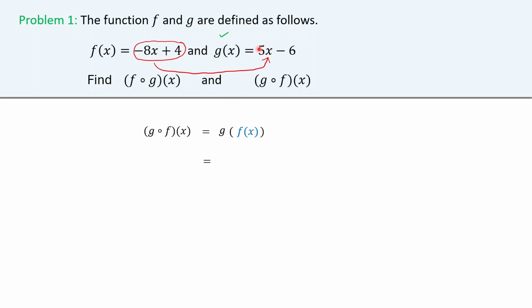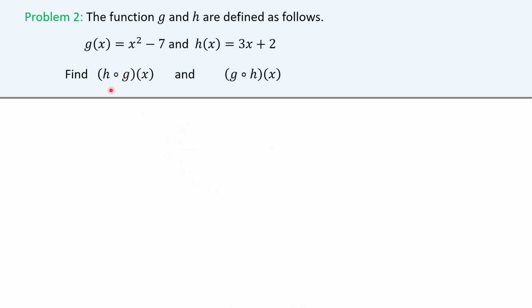You get 5 times x. For x, put this. Put parenthesis minus 6. Now simplify. Remove the parenthesis. 5 times negative 8x is negative 40x. 5 times positive 4 is positive 20 minus 6 is equal to negative 40x. Positive 20 minus 6 is positive 14. This is this composite function. Next, we are going to do this problem.